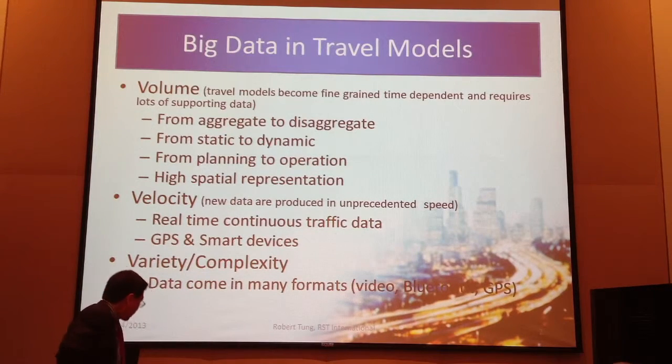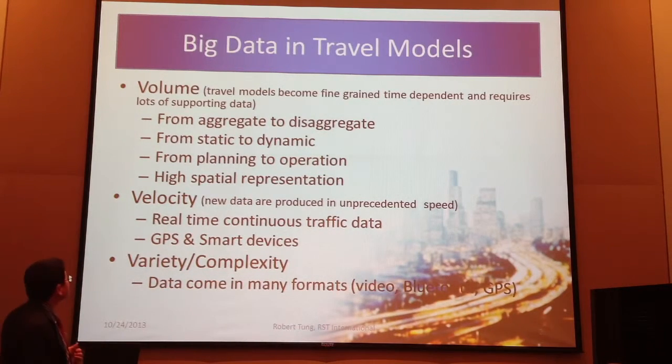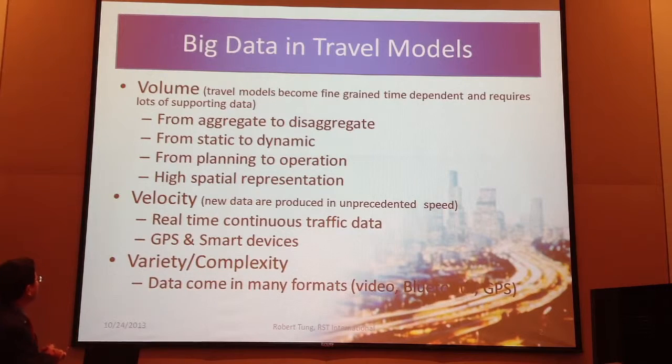How does big data play in the travel model these days? Why do we get big data in travel models these days? To define big data, we usually use three components: volume, velocity, variety. In terms of volume, the travel model is becoming more fine-grained these days, and also more time-dependent. The model used to be aggregate. Now we are doing disaggregate models. We have an individual household to simulate, individual vehicle to simulate these days.